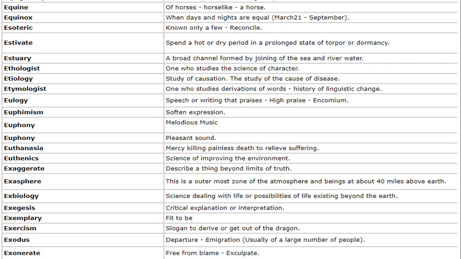Exaggerate, describing a thing beyond the limits of truth. Exosphere, the outermost layer of the atmosphere, beginning at about 40 miles. Exobiology, the science dealing with life or the possibilities of life existing beyond the earth. Exegesis, critical explanation or interpretation. Exemplary, fit to be imitated. Exorcism, a ritual to drive out an evil spirit. Exodus, departure, emigration. Exonerate, free from blame.